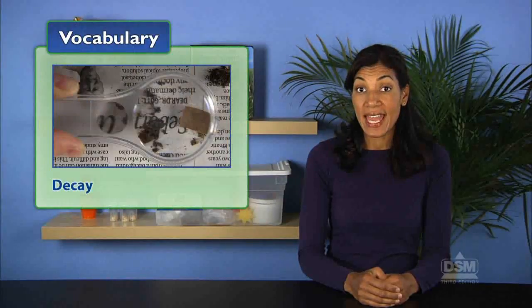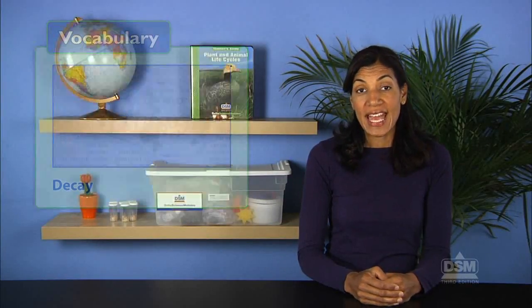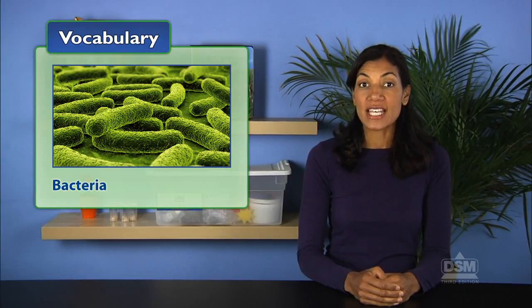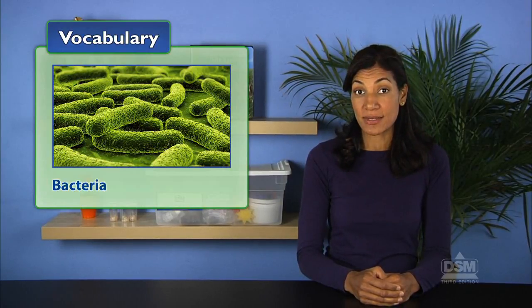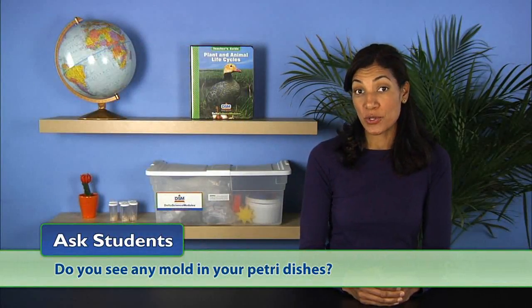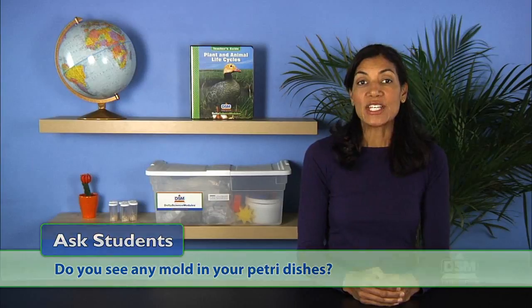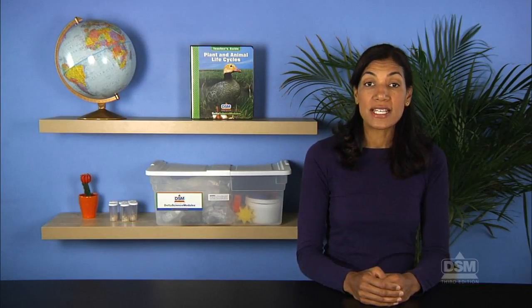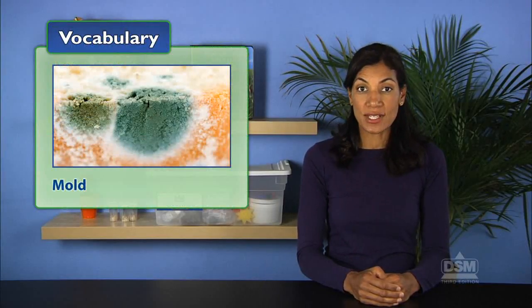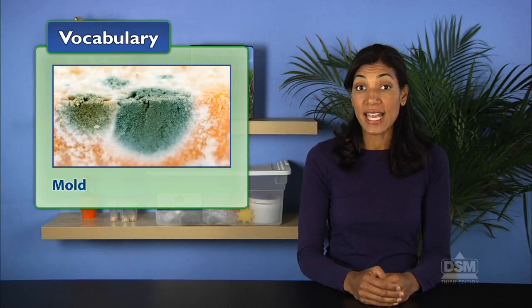Inform students that the food is beginning to decay or break down, and explain that bacteria are tiny organisms that help to break down or decay dead organisms. Ask students, do you see any mold in your Petri dishes? Encourage students to identify the fuzzy or powdery growth on the food scraps as mold, and explain that mold is a tiny organism that feeds off of other living and dead organisms.